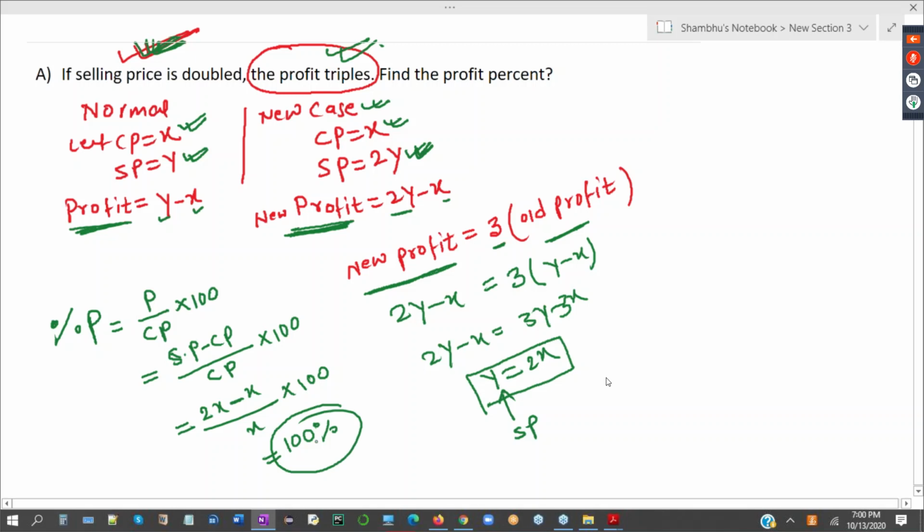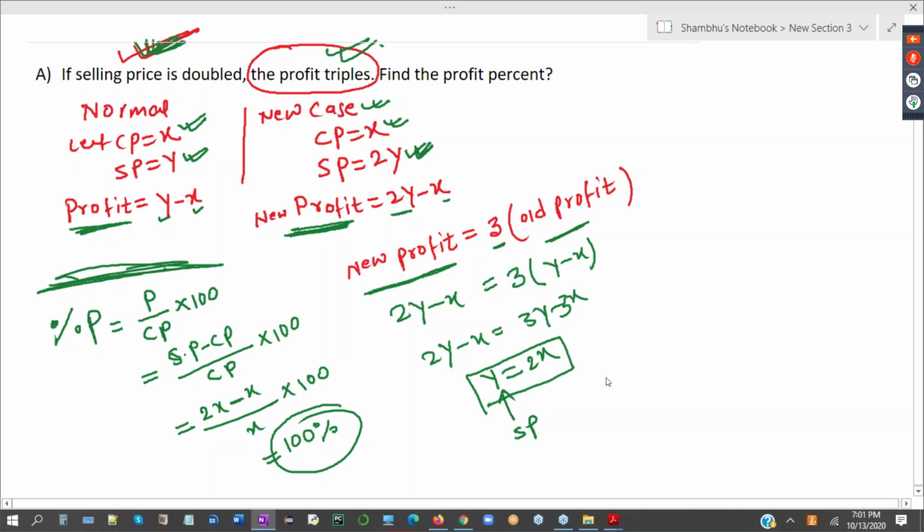This is one good question. Remember this. This question has appeared in many interviews. Not in TCS, but it will help you in some other interview as well. So here profit percentage is 100%. 2x minus x is x, x by x into 100, which is 100%.